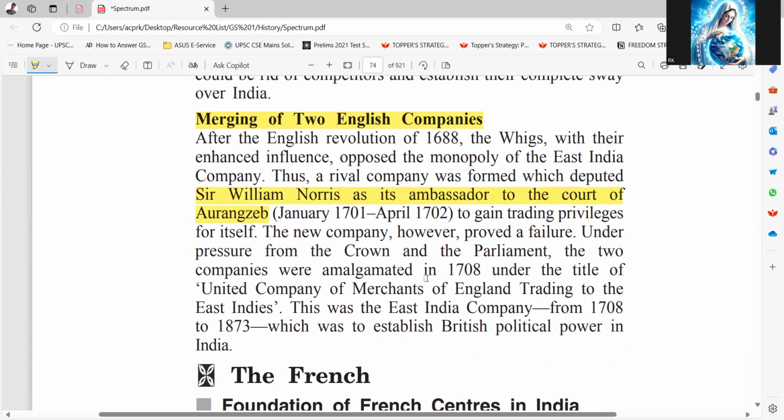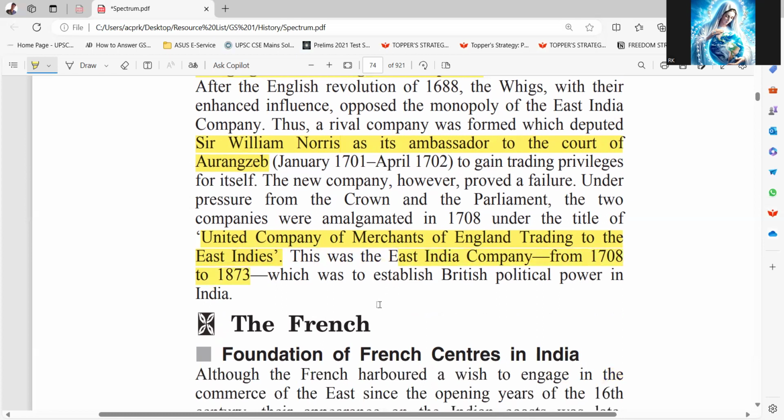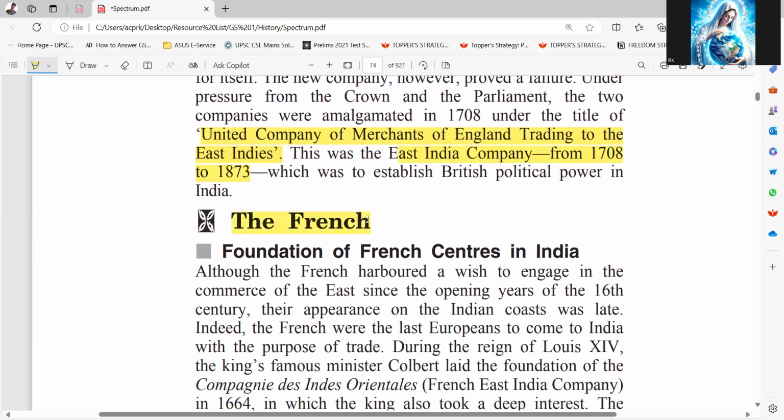Under pressure from the Crown and the Parliament, the two companies were amalgamated in 1708 under the title of United Company of Merchants of England Trading to the East Indies. This was the East India Company from 1708 to 1873, which was to establish British political power in India.